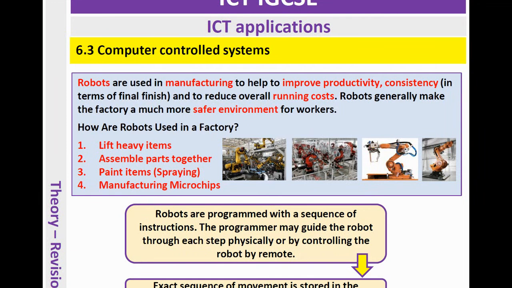So robots will generally make the factory a much safer environment. They will normally complete more extreme tasks, which could be a risk to humans. Maybe they could be lifting heavy objects, assembling parts together, painting items or spraying, manufacturing microchips. So robots can do the same jobs as humans, but to a greater level of accuracy, detail, and consistency. Robots will not get tired over a period of time compared to humans.